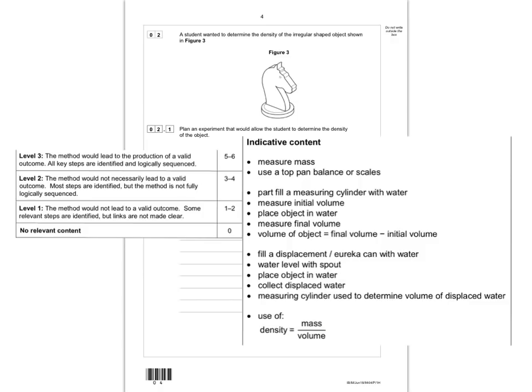So you might want to use this indicative content to improve your answer. And once that's improved, you need to look at the level descriptors to see if your answer would allow you to get there. But if you said how you're going to measure mass, you said how you're going to measure volume, and you said you're going to use the density equation to do mass over volume, you'd have got 6 marks for this question.